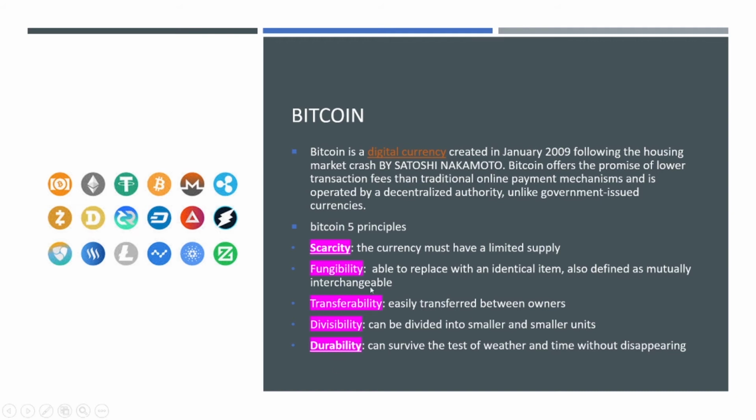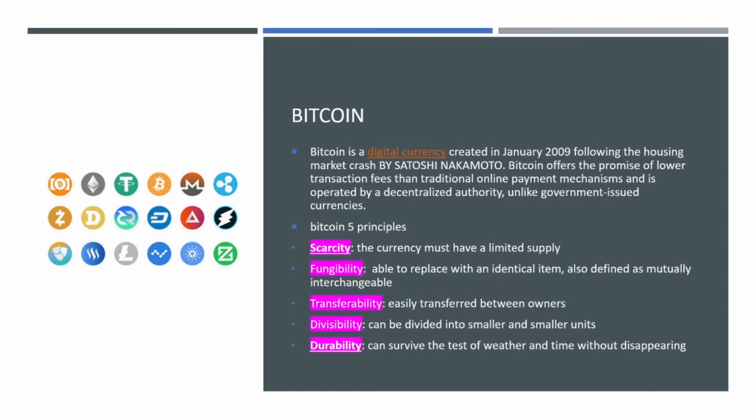Bitcoin has fungibility, so it's able to be replaced with an identical item, also defined as mutually interchangeable. So it's able to be replaced with an identical item.